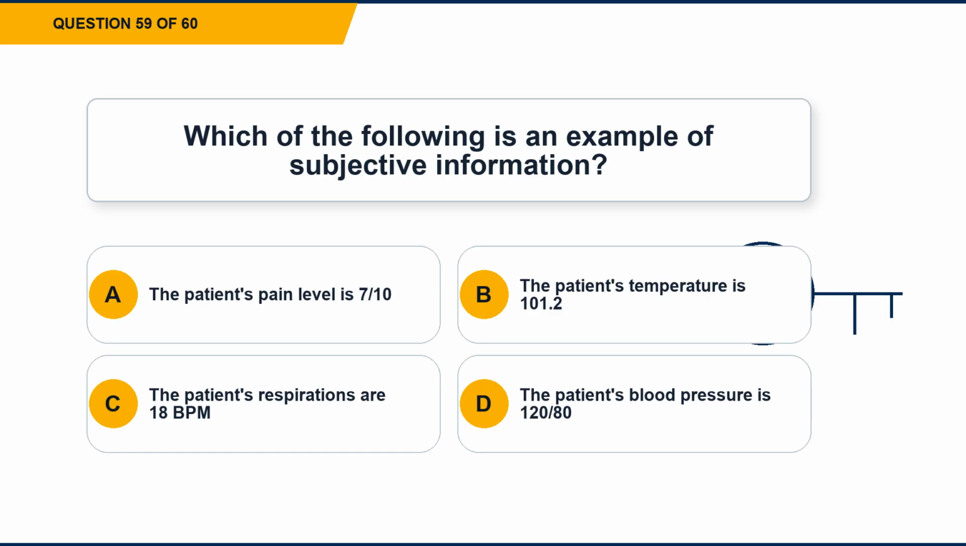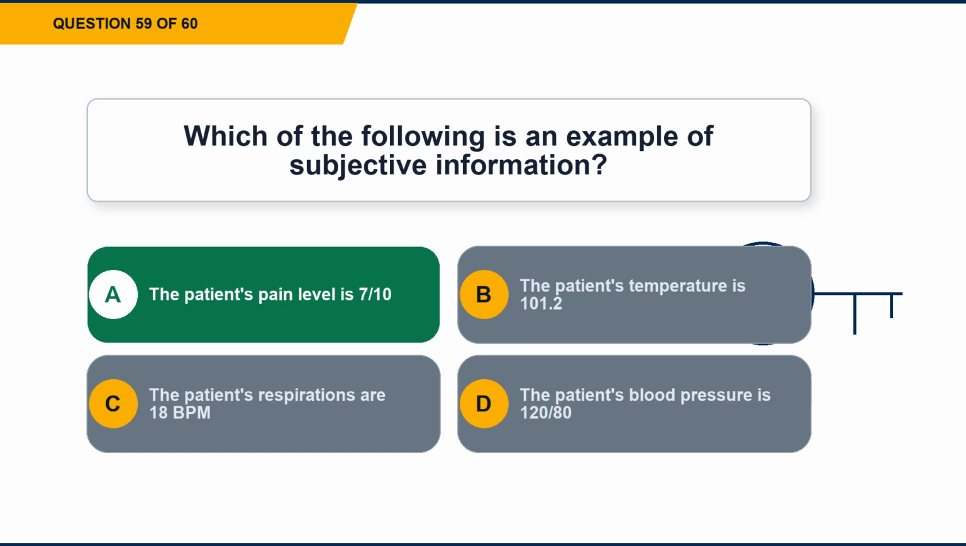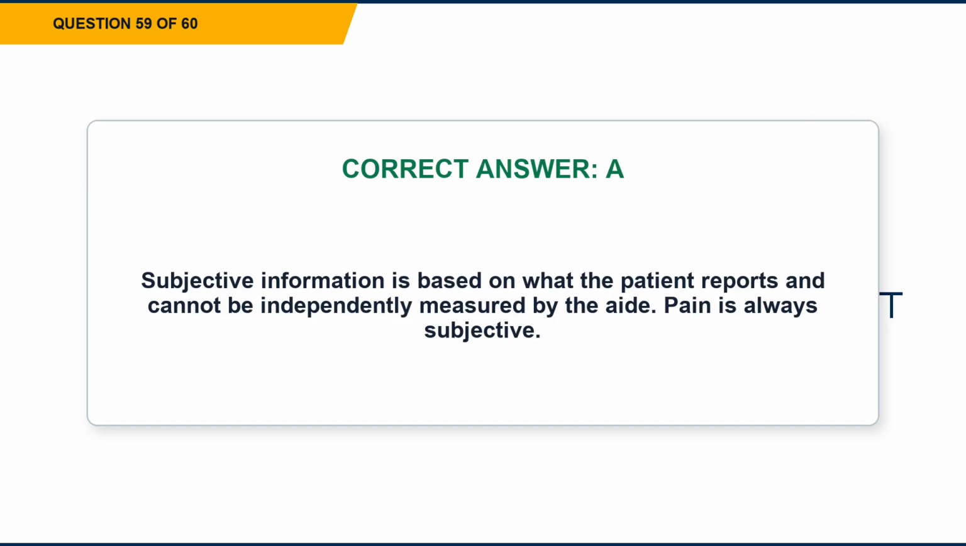Question 59. Which of the following is an example of subjective information? Option A. The patient's pain level is 7/10. Option B. The patient's temperature is 101.2. Option C. The patient's respirations are 18 breaths per minute. Option D. The patient's blood pressure is 120/80. The correct answer is option A. The patient's pain level is 7/10. Explanation. Subjective information is based on what the patient reports and cannot be independently measured by the aide. Pain is always subjective.